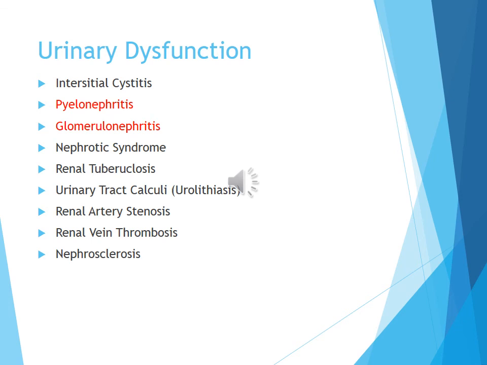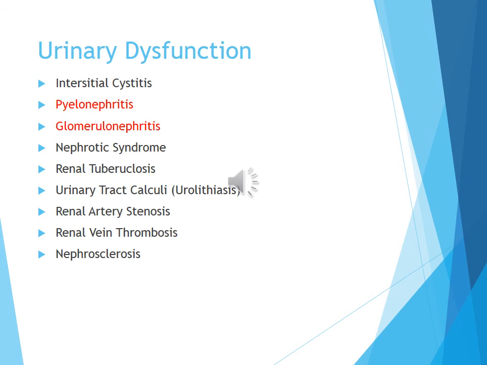We have the different types of urinary dysfunction. We have interstitial cystitis, pyelonephritis. Remember that signs and symptoms of pyelonephritis are rapid onset of fever and chills. It has flank pain, pyuria, nausea, vomiting, and headaches. The urine test will reveal that there is bacteria, and they'll also have white blood cells and casts in their urine.